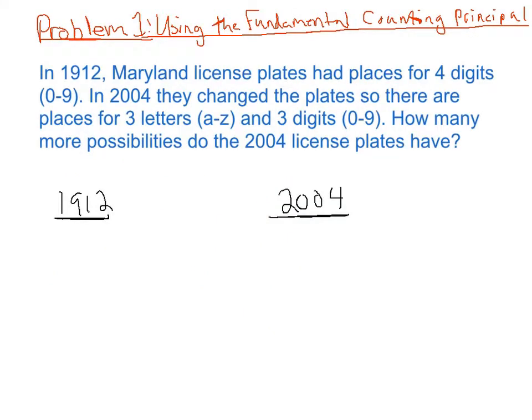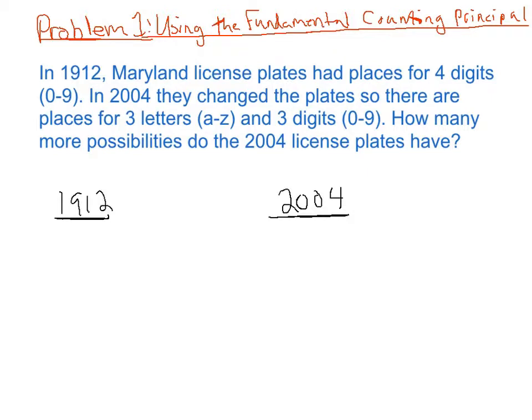Okay, so here's our first problem using combinations. In 1912, Maryland license plates had places for 4 digits, 0 through 9. In 2004, they changed the plates so there are places for 3 letters, A through Z, and 3 digits, 0 through 9. So how many more possibilities do the 2004 license plates have?